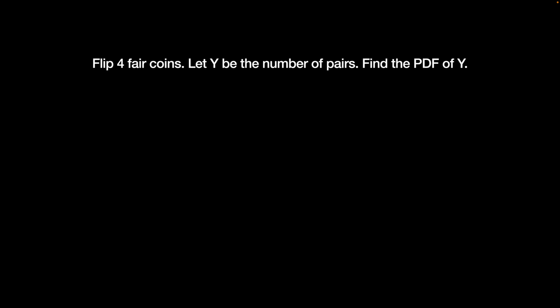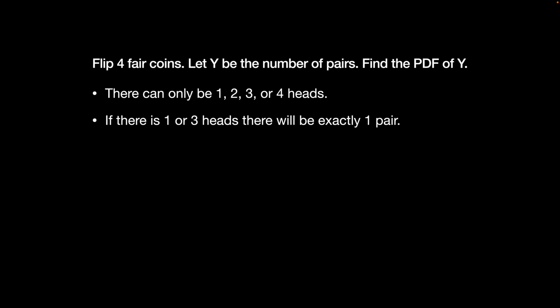There's not a case where there's 0 pairs. And this is because there can only be 1, 2, 3, or 4 heads. And if there's 2 heads or 4 heads, we know there's 2 pairs. Either there's 2 pairs, both heads pairs, or there's 1 pair of heads and 1 pair of tails. But if there's 1 or 3 heads, there's exactly 1 pair.